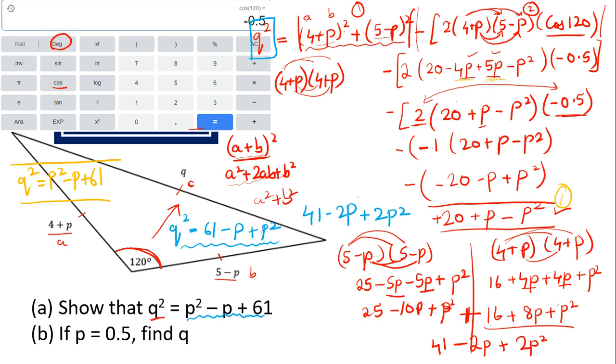If you want, you can just start off with the first, the 4p squared and 5 minus p squared first, and then do the rest of the part. I just found it easier, that one is kind of simpler to handle, so I started off the other way. So once you're done with the first part, go ahead with your second part.